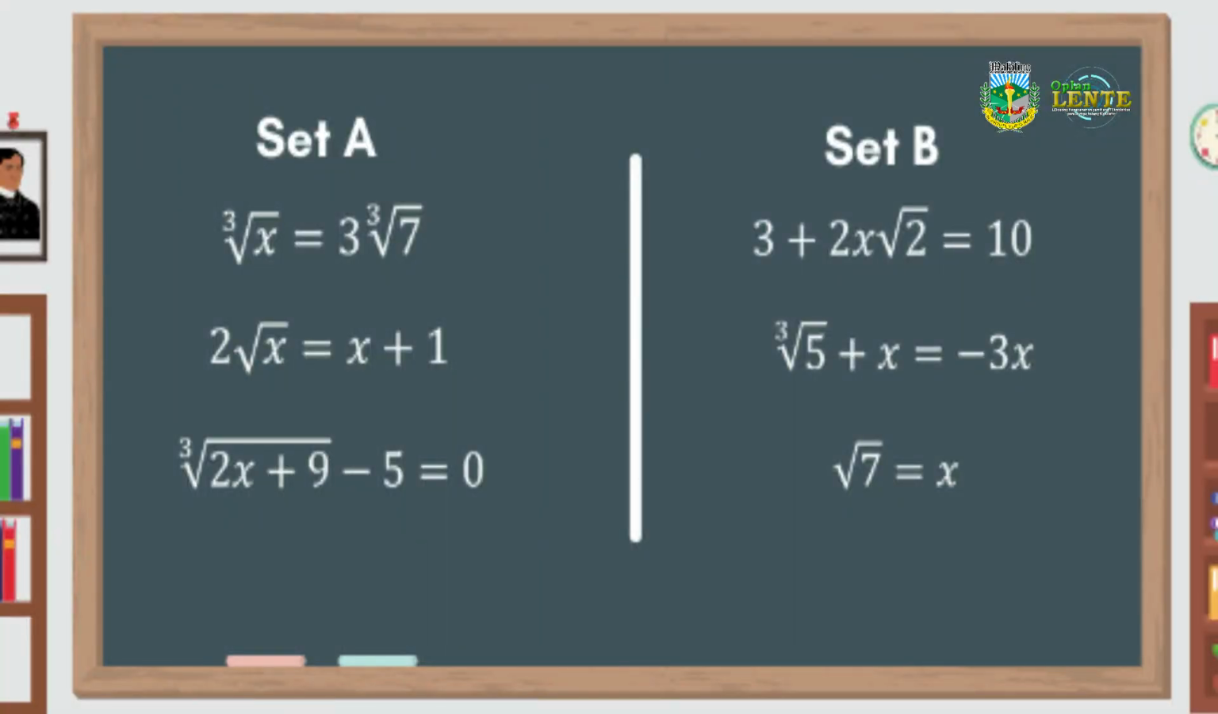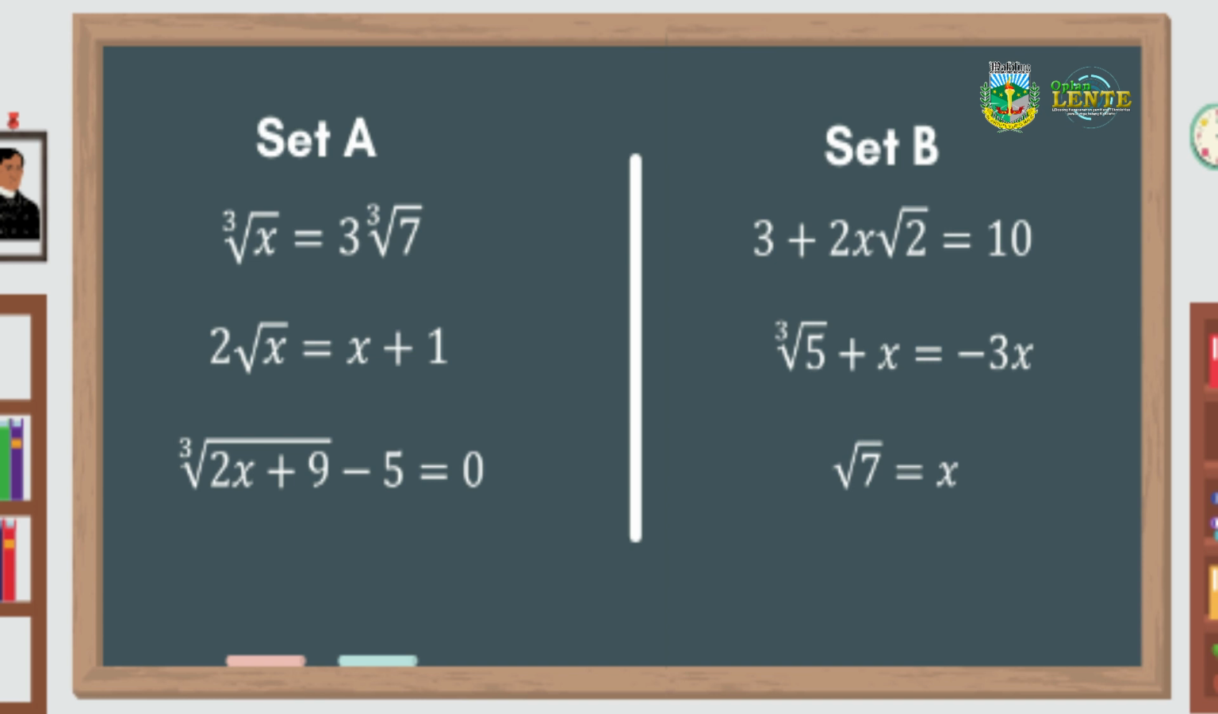3 plus 2x square root of 2 is equal to 10. Cube root of 5 plus x is equal to negative 3x. Square root of 7 is equal to x. What characteristic does set A have?